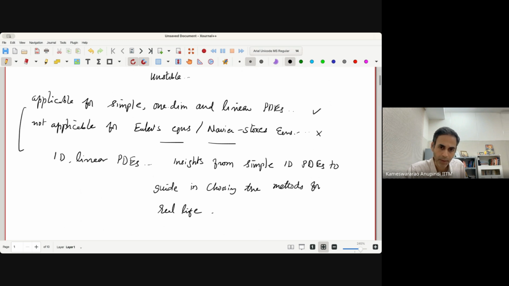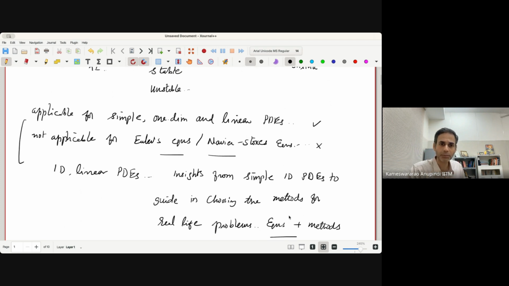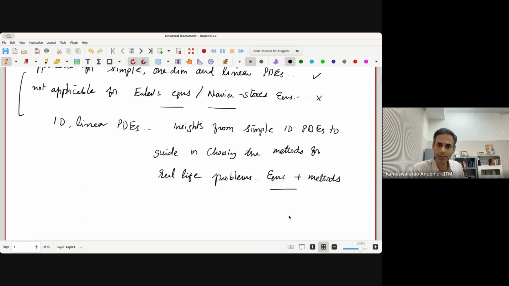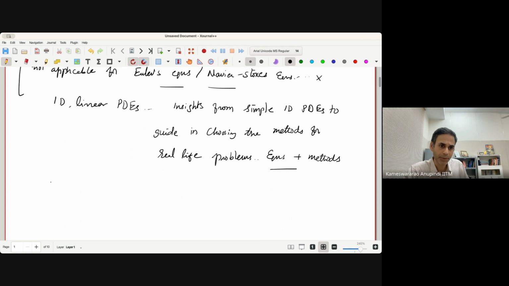For real life problems, essentially equations and methods, we will be able to choose them wisely from the insights or conclusions that we draw from applying the stability method to a simplified model. That is the idea of this stability analysis. So let us consider the one-dimensional transient heat conduction equation that we have been dealing with.